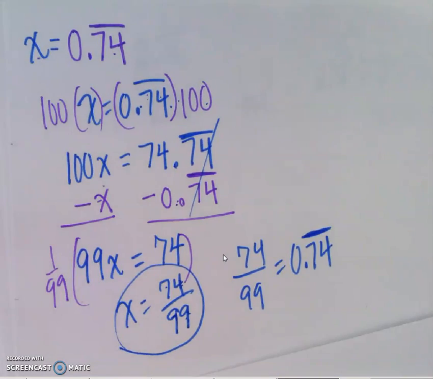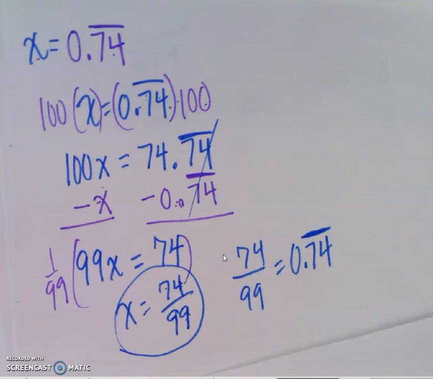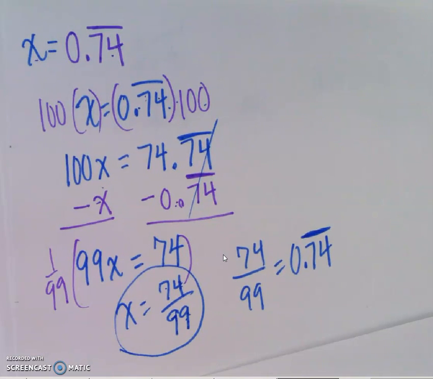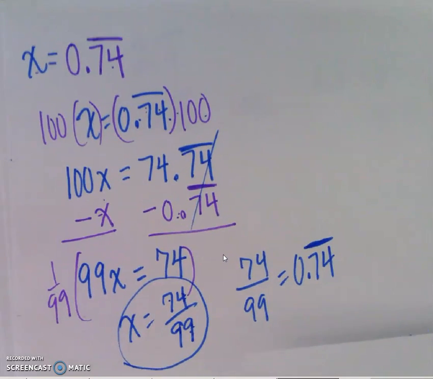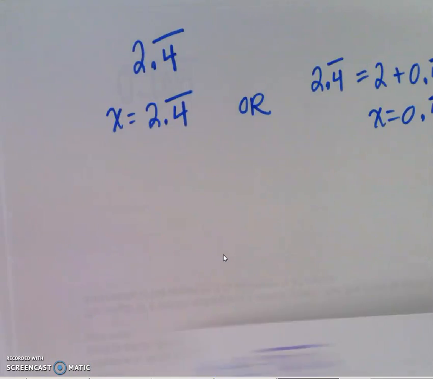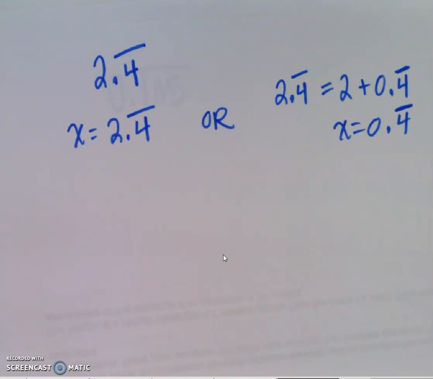So is 74 divisible by 3? No, it's not, because 7 plus 4 is 11, and 3 does not go into 11 evenly. Okay, let's take a look at our next slide. So the next slide we have 2.4 repeating.